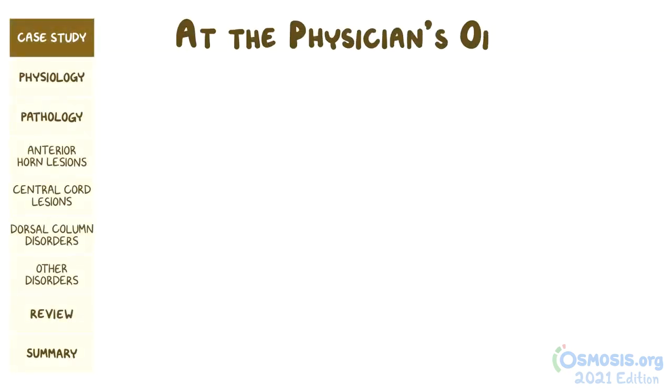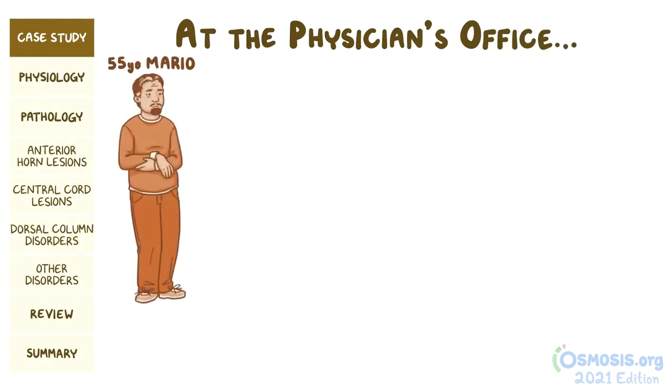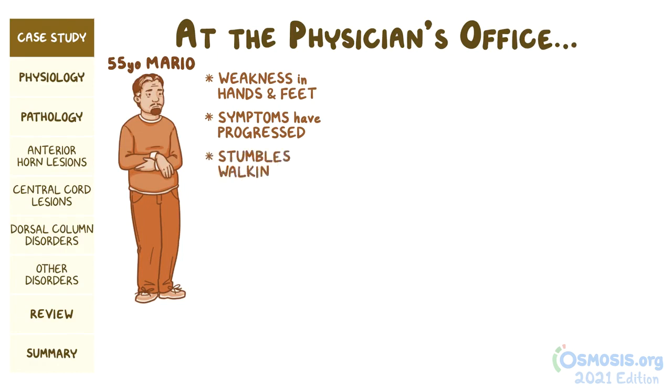At the physician's office, 55-year-old Mario presents complaining of weakness in his hands and feet. These symptoms have gradually progressed over the past couple of months. At first, he struggled to manipulate small objects like buttoning his shirt. Now he often stumbles while walking, and recently fell down the stairs.